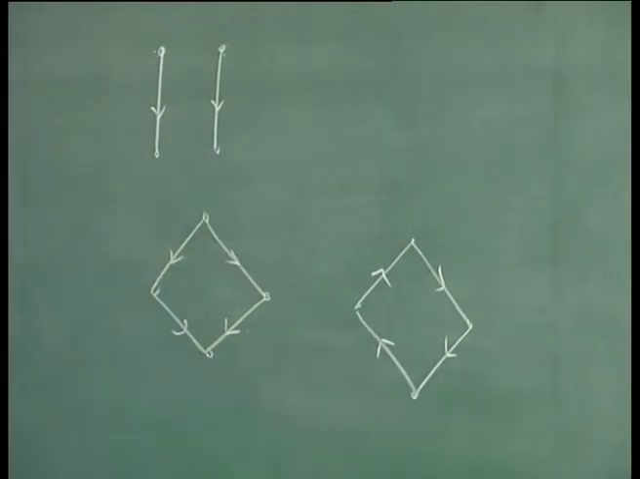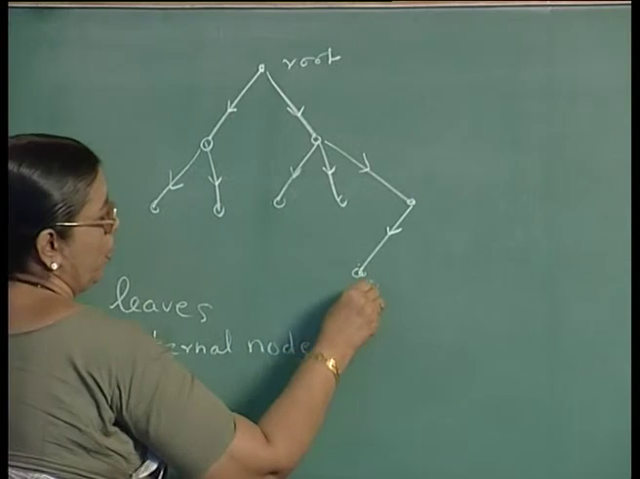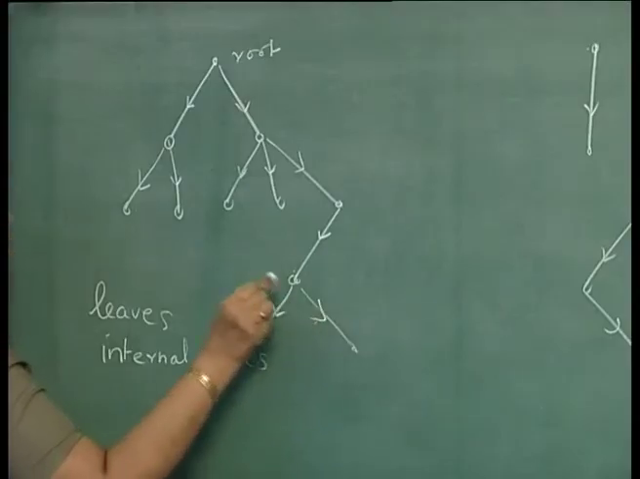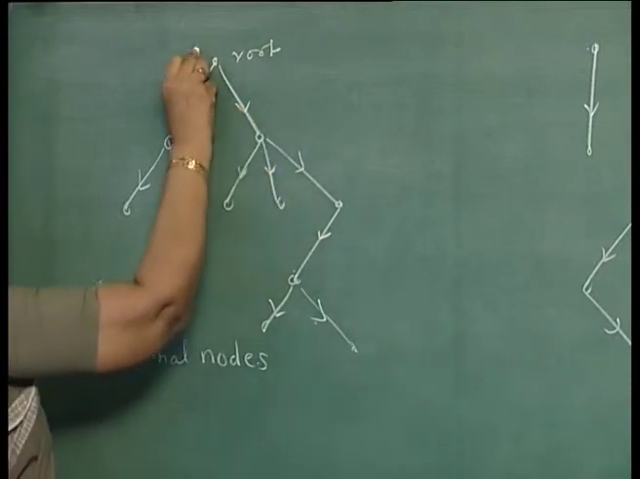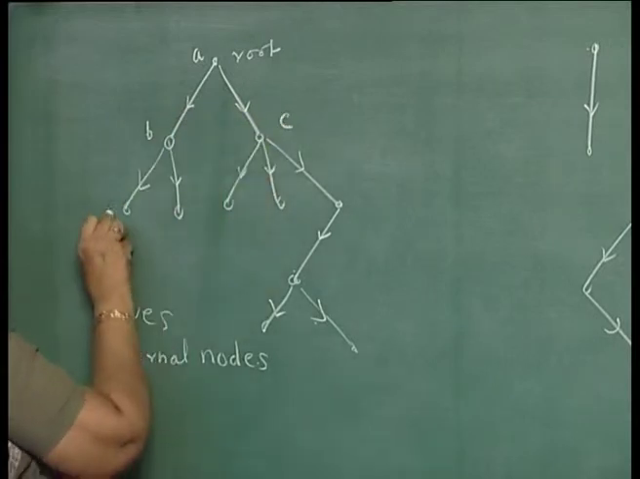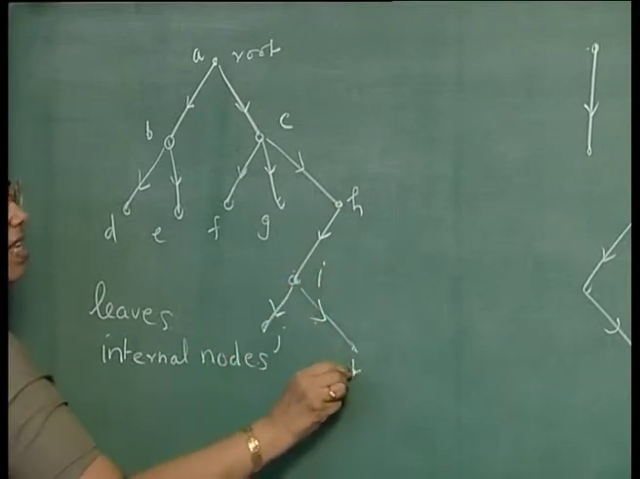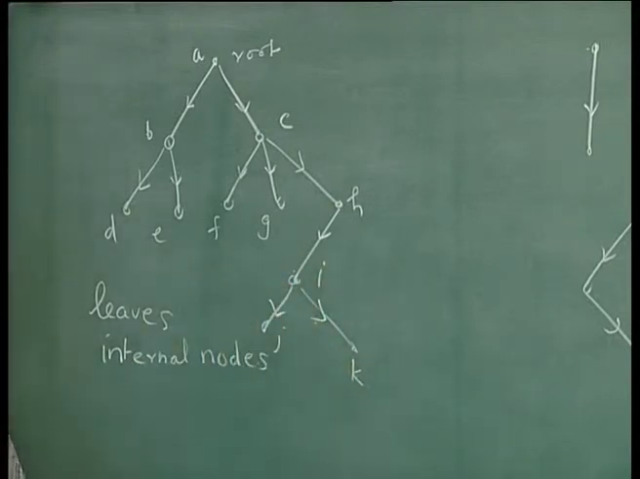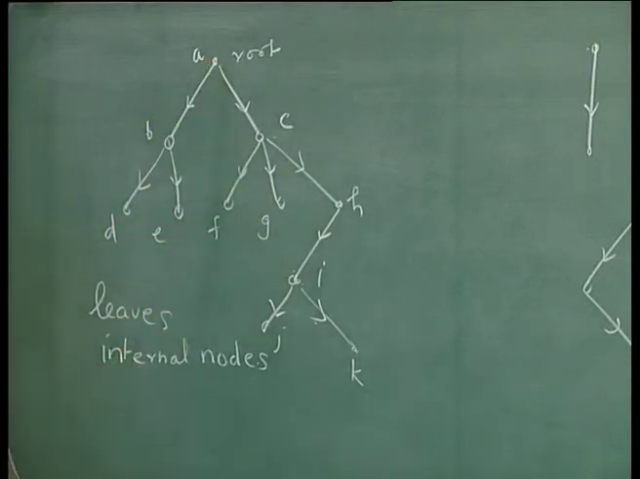So, a tree has a structure something like this, and you may have more and more levels. Now, for this node, these are the sons. Say if I label them as A, B, C, D, E, F, G, H, I, J, K, then for C, F, G, H are the sons, and for I, H is the father, for D and E, B is the father, and so on. A has 2 sons, B and C, C has 3 sons, and so on.